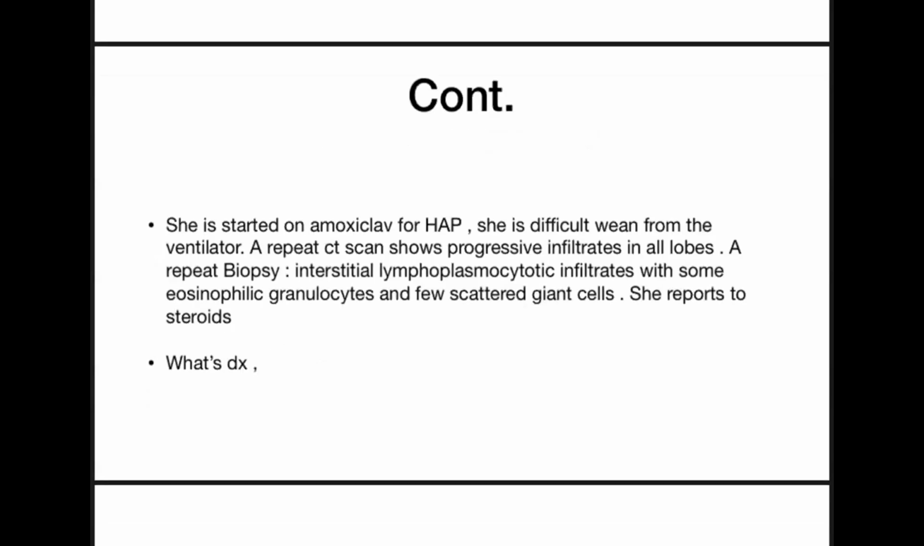We'll go back to the question. So this patient is started on amoxiclav for a hospital-acquired infection. She's been intubated for about 7 days, but she's a difficult wean from the ventilator. So you repeat a CT scan and it's showing progressive infiltrates in all lobes. You repeat a BAL with a biopsy and you find interstitial lymphocytic infiltrates with eosinophilic granulocytes and a few scattered giant cells. What is the diagnosis?